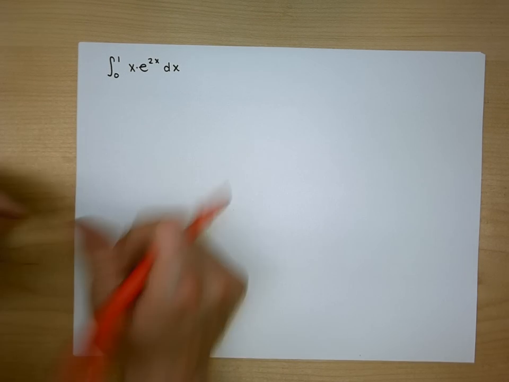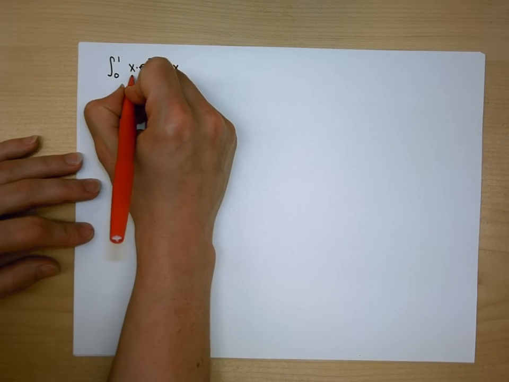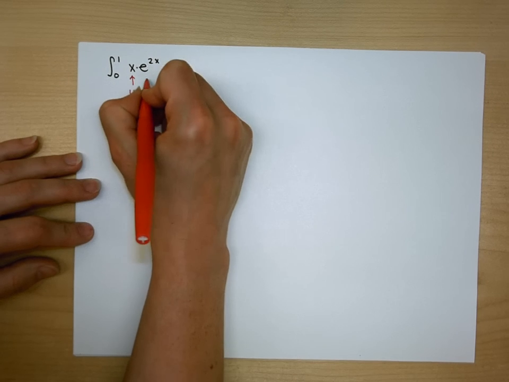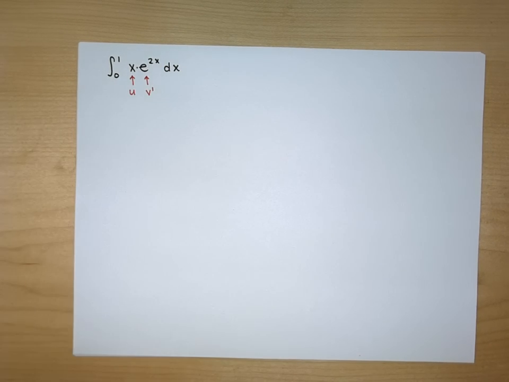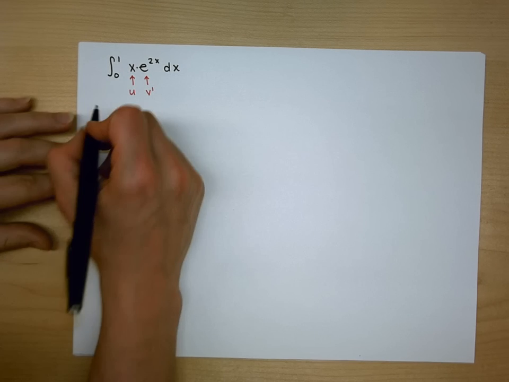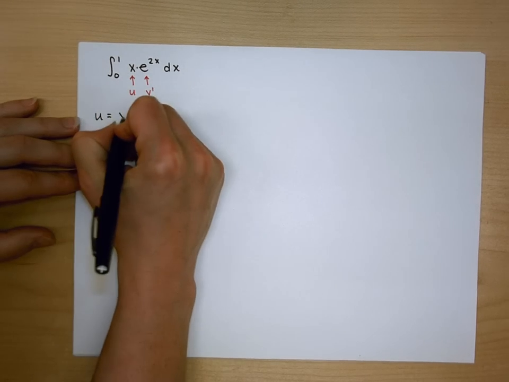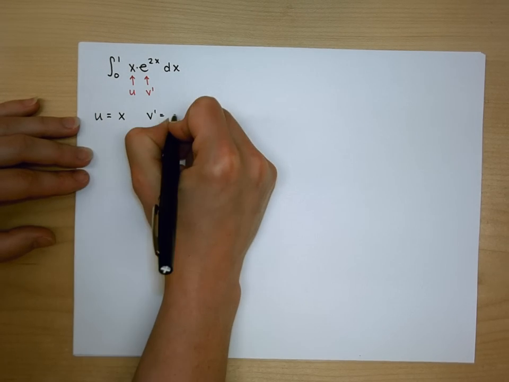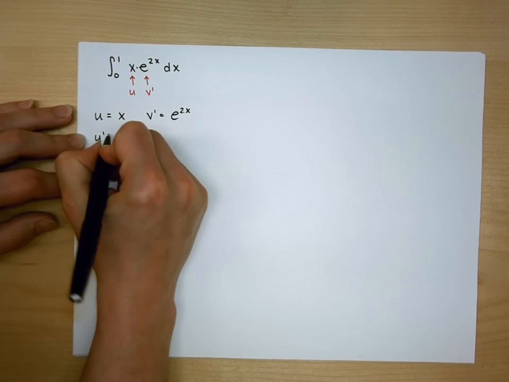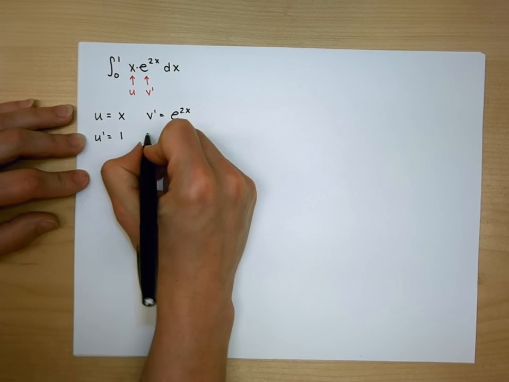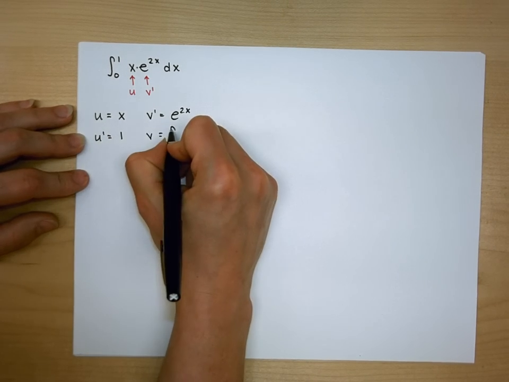And notice that what I'm going to want to do is choose x to be the u. Again, that's usually pretty common. And then I want v prime to be the other thing, which in this case is e to the 2x. Okay, so I have u is x, v prime is e to the 2x. And so we'll find u prime. I get 1.